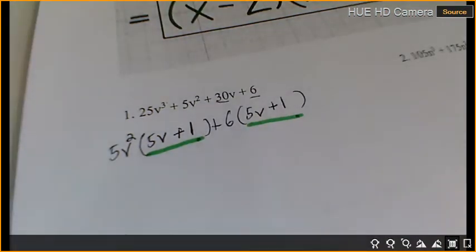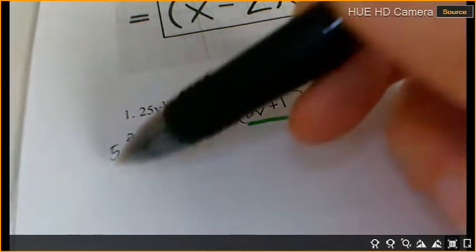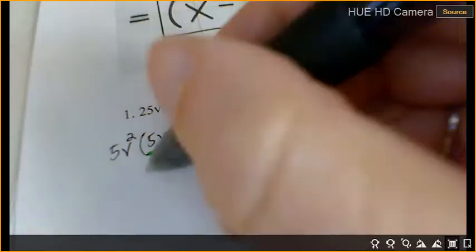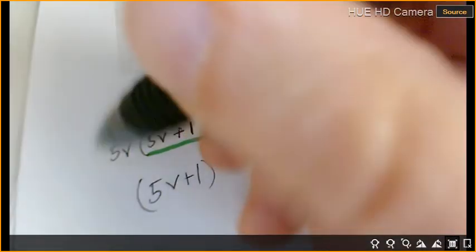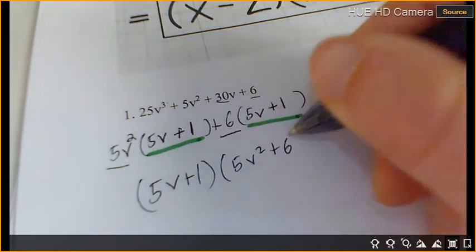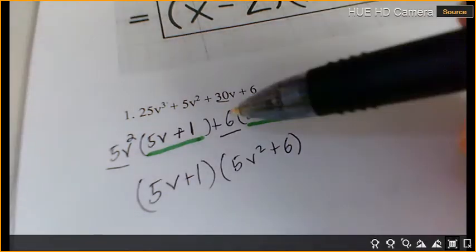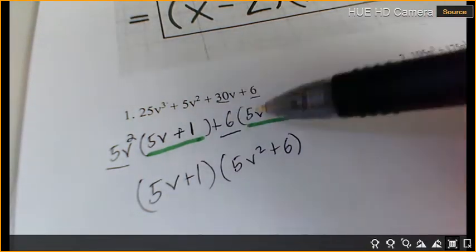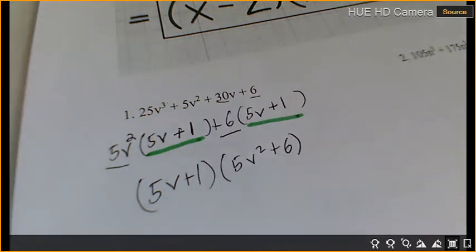Why wouldn't you put 25? Because I want to pull out a 5 from both of them, so I'm dividing both of them by 5. So I get 5v plus 1. And then the numbers that I have in front times 5v squared plus 6. What did you do with 30? I split it up. I pulled out a 6. 30 divided by 6 is 5. 6 divided by 6 is 1. You said what goes into 30 and 6 evenly.